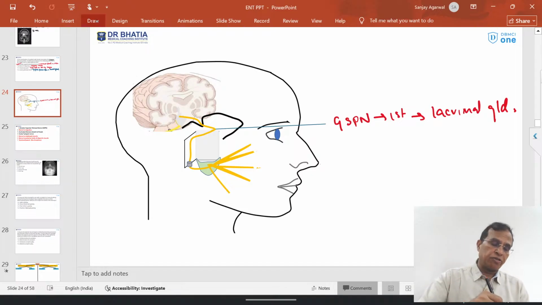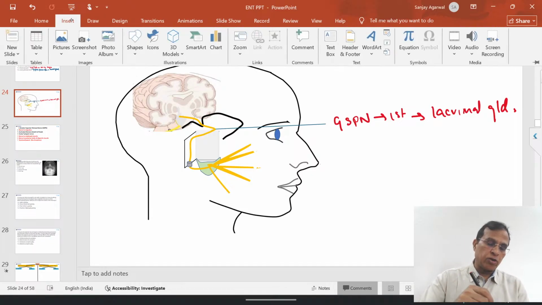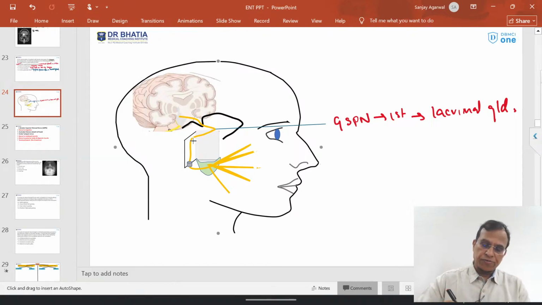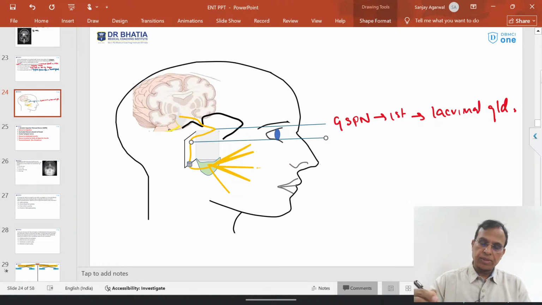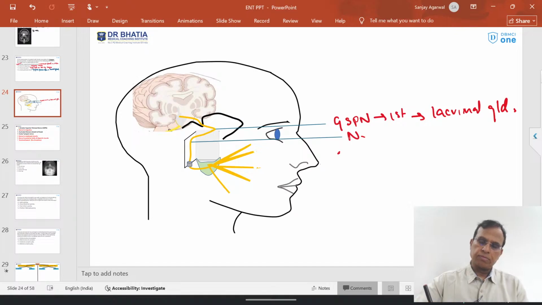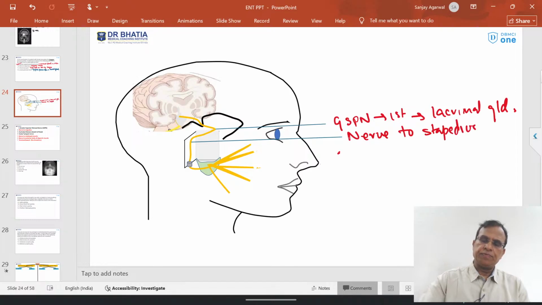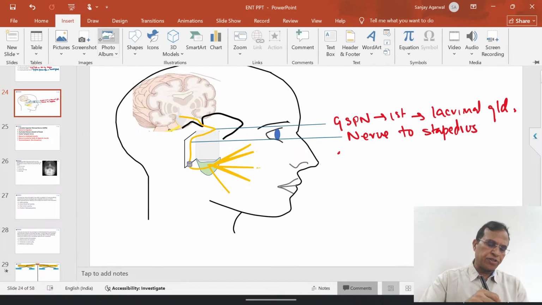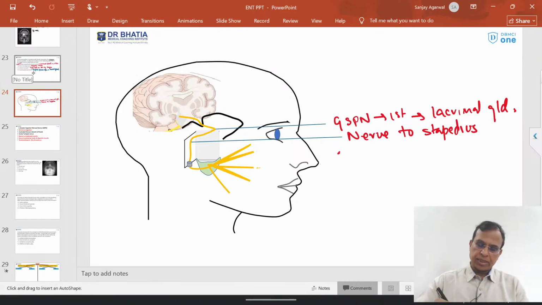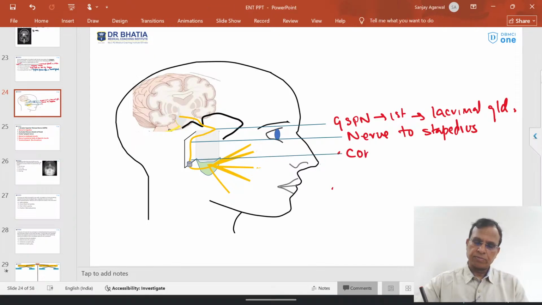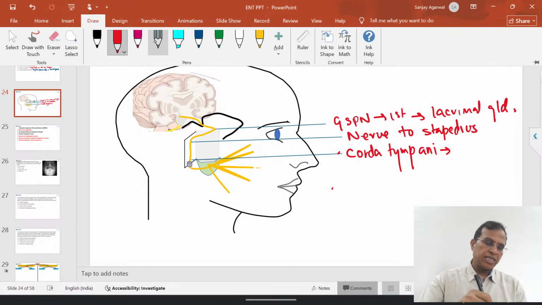The second branch of the facial nerve, which is called nerve to stapedius, I already told you supplies the stapedius muscle, is from here. This is nerve to stapedius. It supplies the stapedius muscle. And the most popular branch of the facial nerve is cauda tympani. And cauda tympani arises from here. And like I said, cauda tympani supplies what? Taste buds.